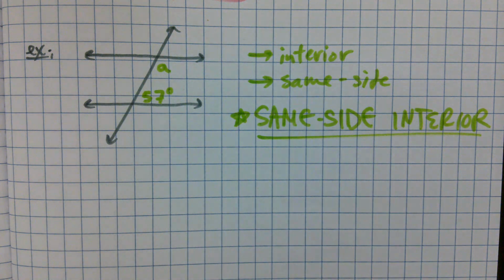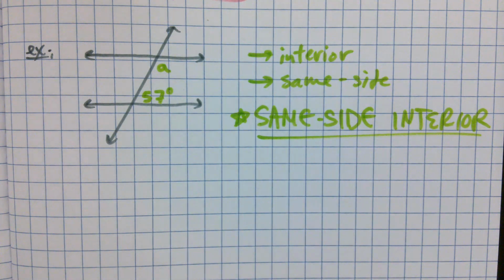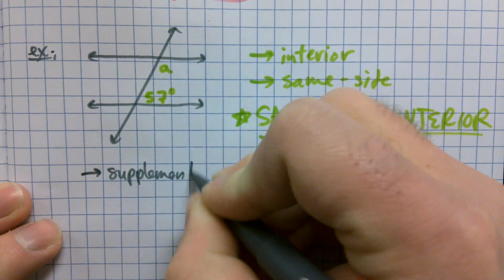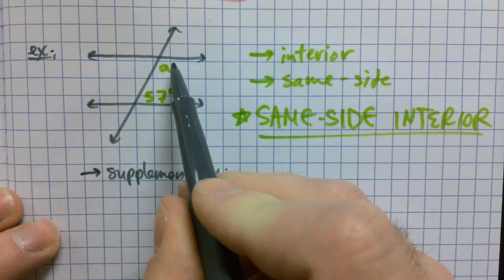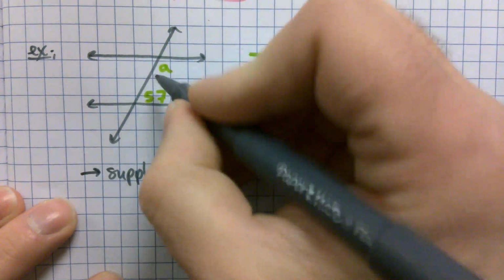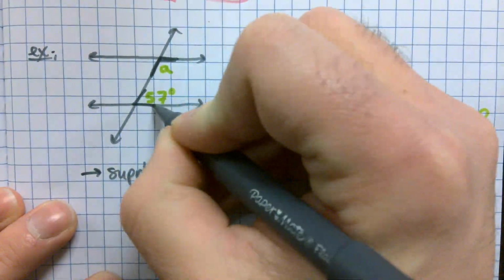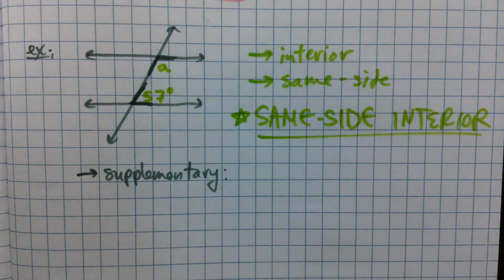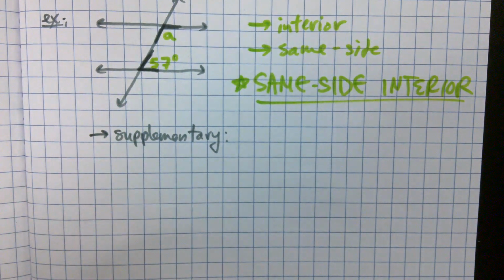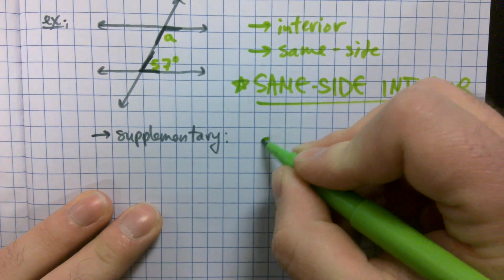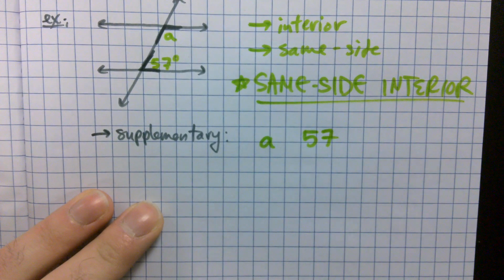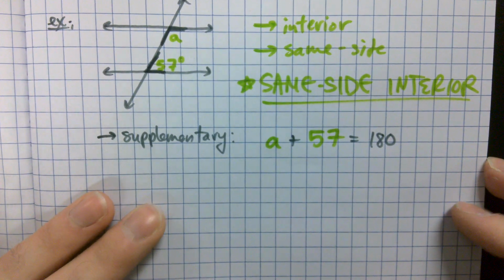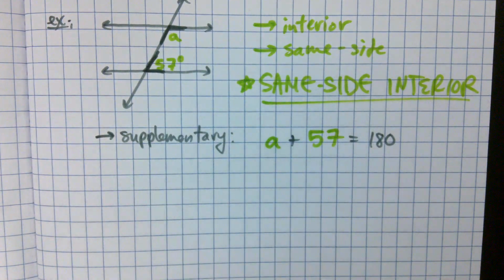So, are they supplementary or are they equal? Supplementary. These ones are supplementary. Again, we can tell that they're not equal because A is an obtuse angle and 57 degrees is an acute angle. If they're different types of angles, they cannot be equal, but they do add to 180. So, we could say A plus 57 equals 180. That's what it means for two angles to be supplementary, like we talked about.